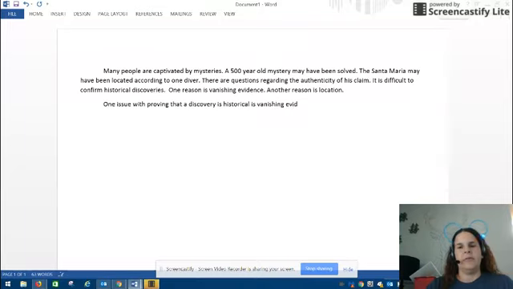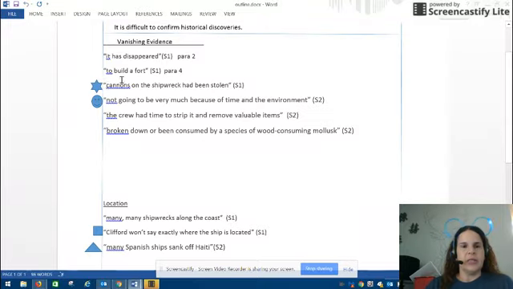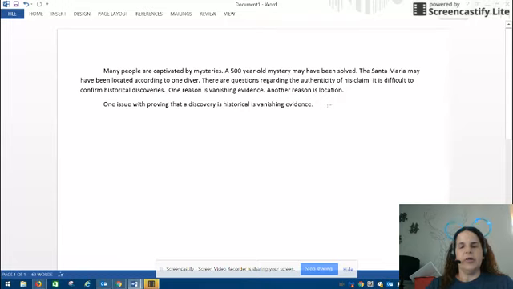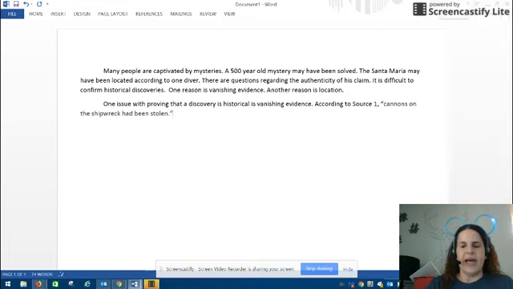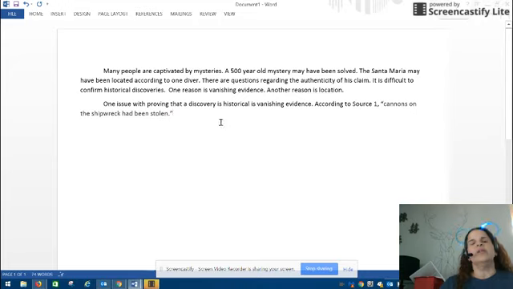Okay, perfect. Now I'm ready for my quote, which is cannons on the shipwreck had been stolen. According to, remember, that's my integration, according to source one, cannons on the ship had been stolen. I don't need to put source one in the back again because I already have it right here. So, according to source one, cannons on the shipwreck had been stolen.